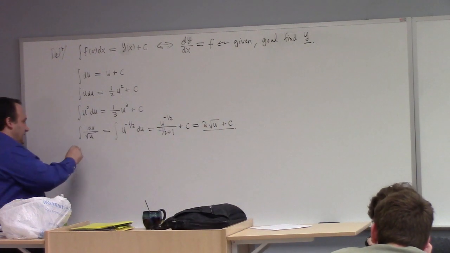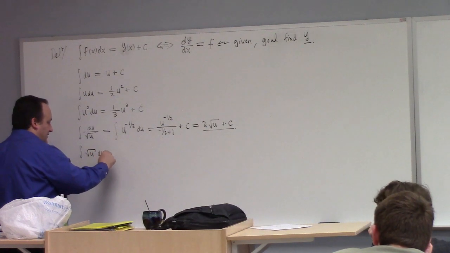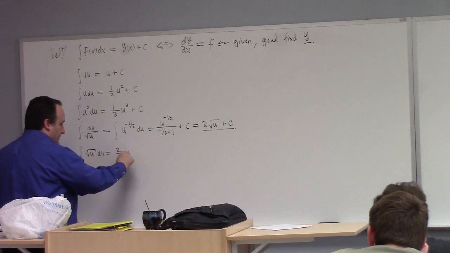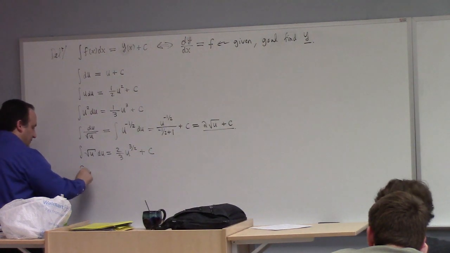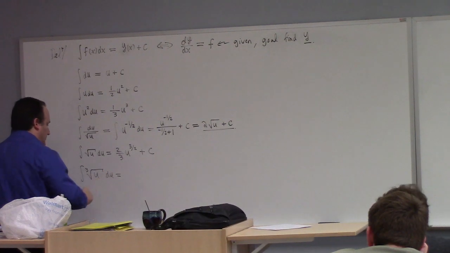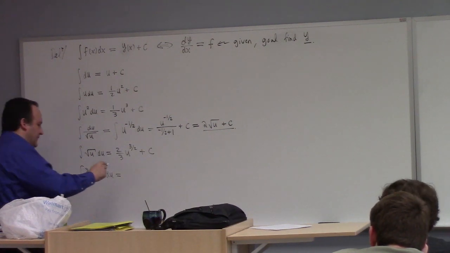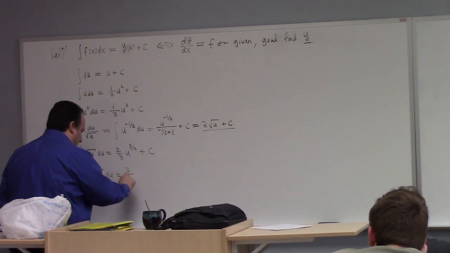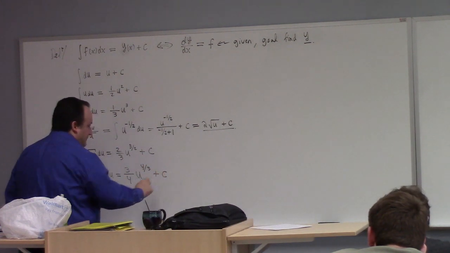Now the integral of the square root of u du is indeed 2/3 u to the 3/2 plus a constant. The integral of the cube root of u du is equal to, I take 1/3, I add 1. 1/3 plus 1 is 4/3. Dividing by 4/3 is the same as multiplication by 3/4. So I put 3/4 u to the 4/3 plus a constant.